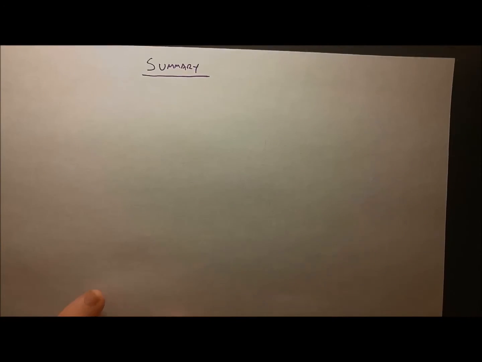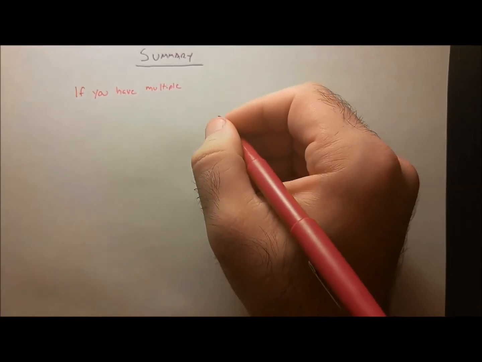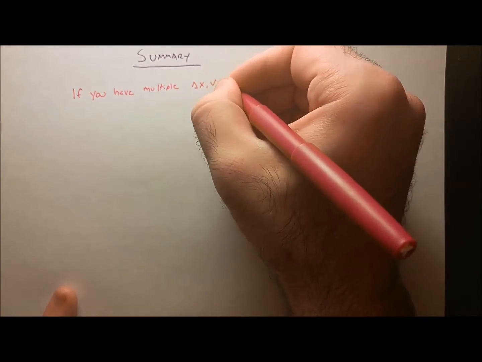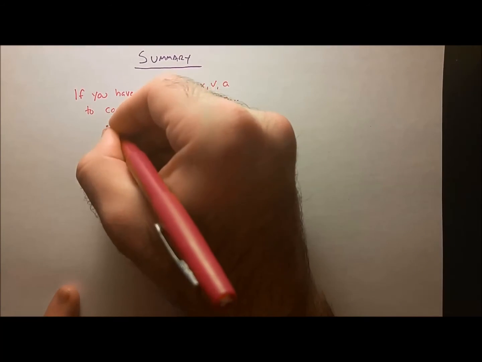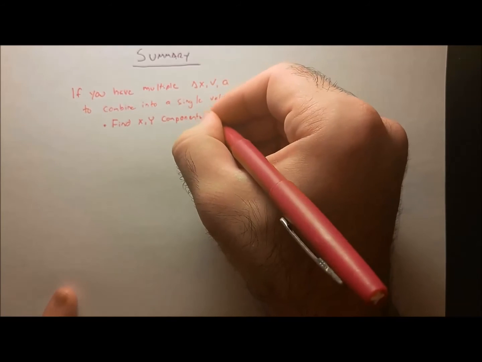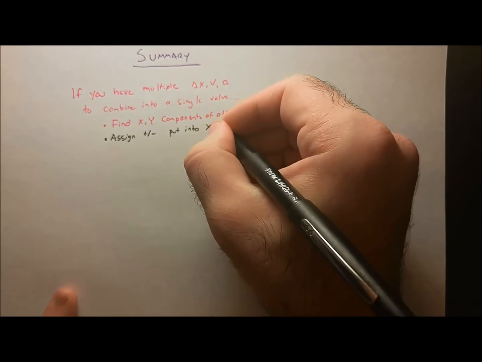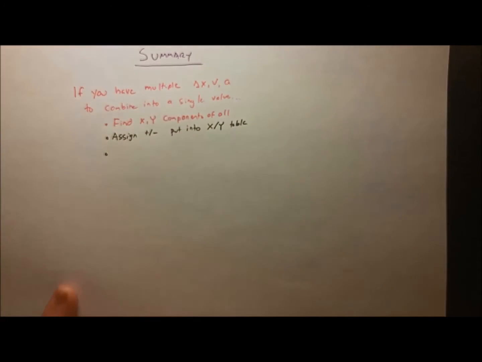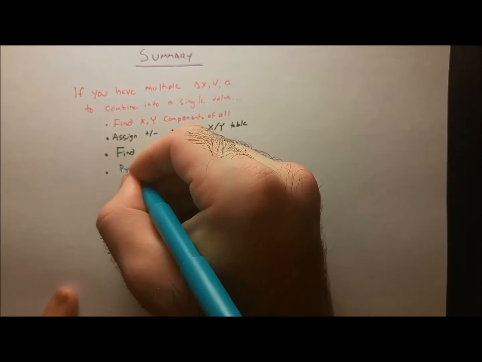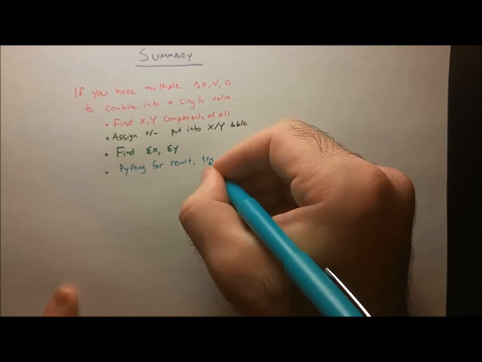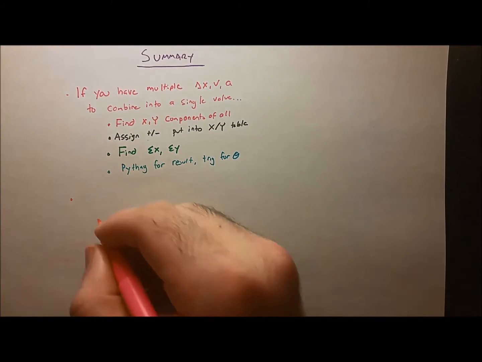So to summarize this, before we go into more detail in the next class, the basics from this video I want you to get is that if you have multiple vectors, which for example could be displacements, velocities, accelerations, and you want to combine them to a single value, you need to first find the x and y components of all the ones you have. You need to assign positive and negative values to them and put them into an x and y table. Afterward, you then need to find the net x and net y. Then use the Pythagorean theorem on those values, as well as tangent, usually inverse tangent, to find the angle, which is your result. And that is something we'll be doing a lot.